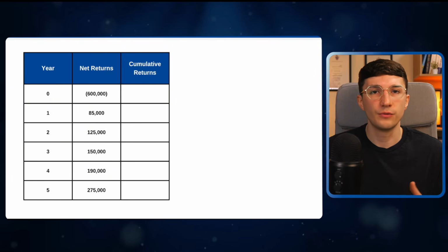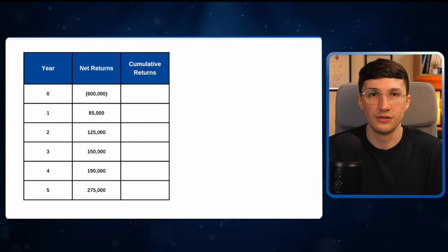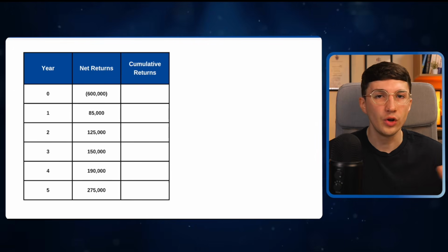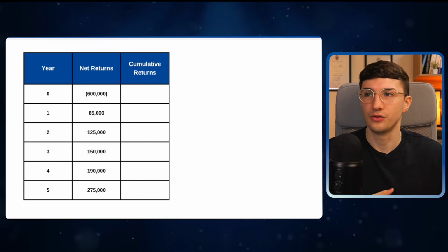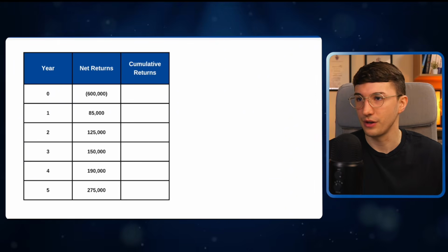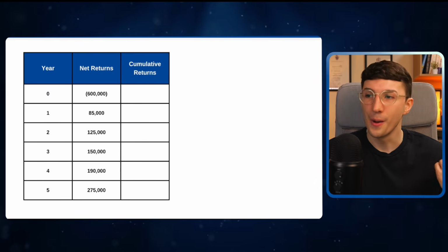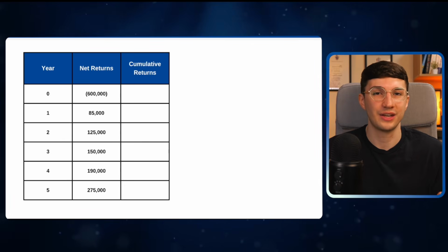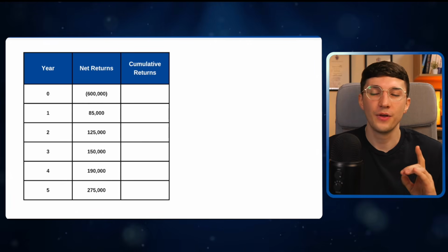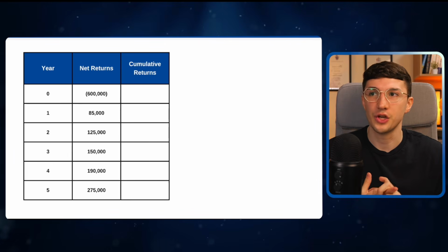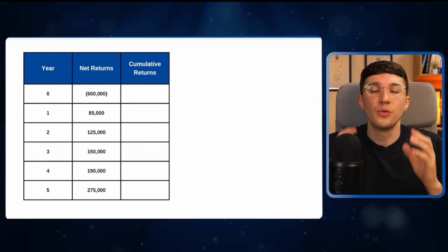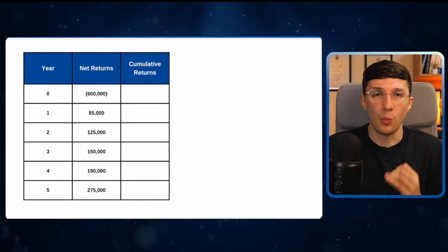However, I would advise for you to do the cumulative returns. Because I know there's been students in the past where they've tried to add in one line of their calculator, minus 600,000, plus 85,000, plus 125,000, plus 150,000, plus 190,000, plus 275,000, all into their calculator all at once. Now the problem is there's a good chance that you end up adding a zero where you shouldn't or not having a zero where you should. So this is the very basic step that you don't want to mess up.